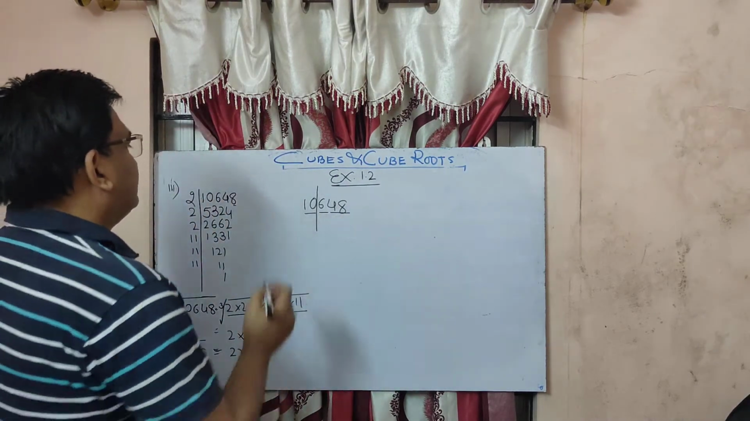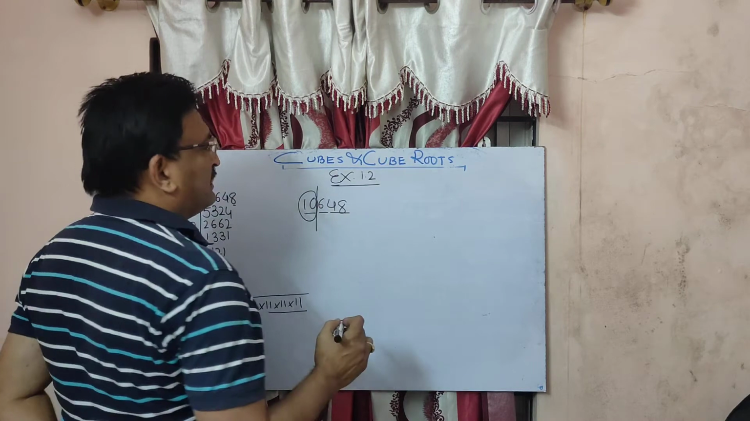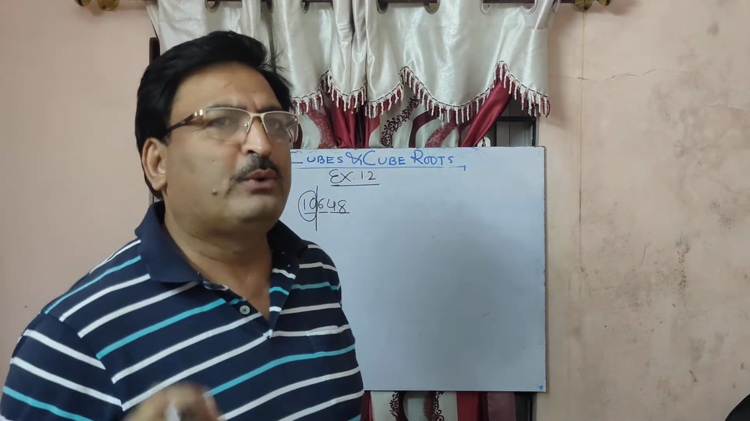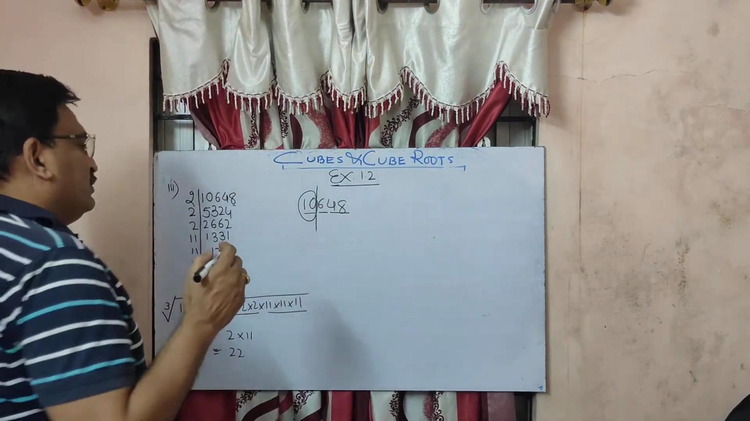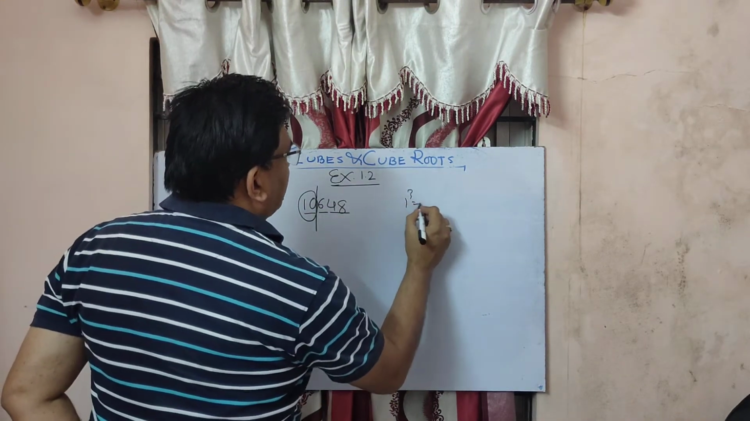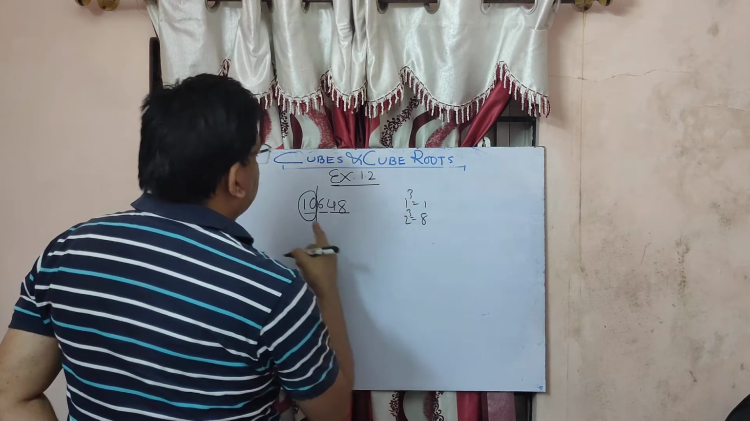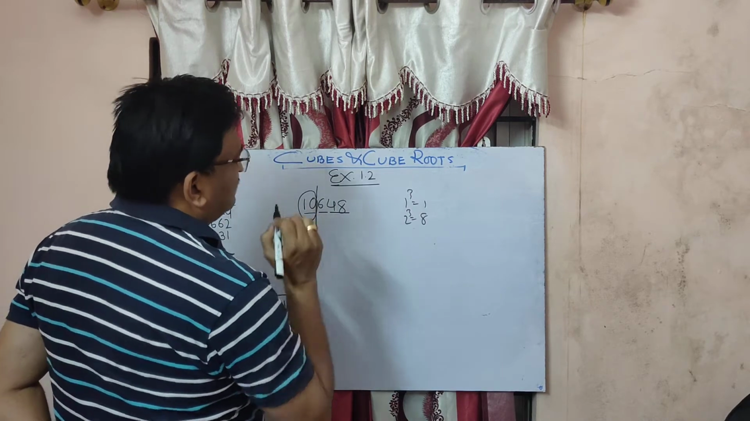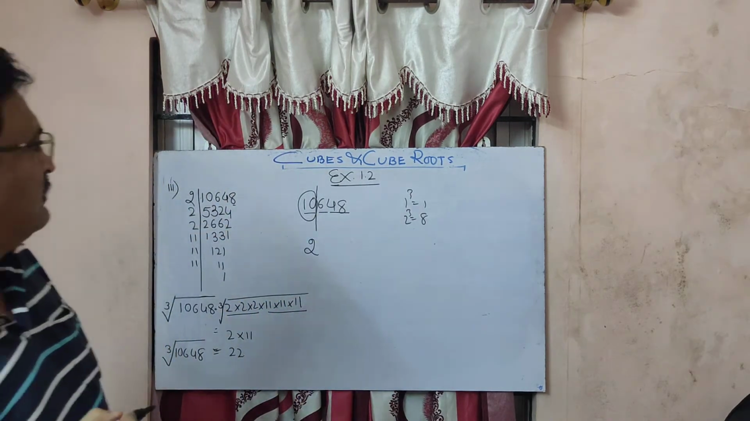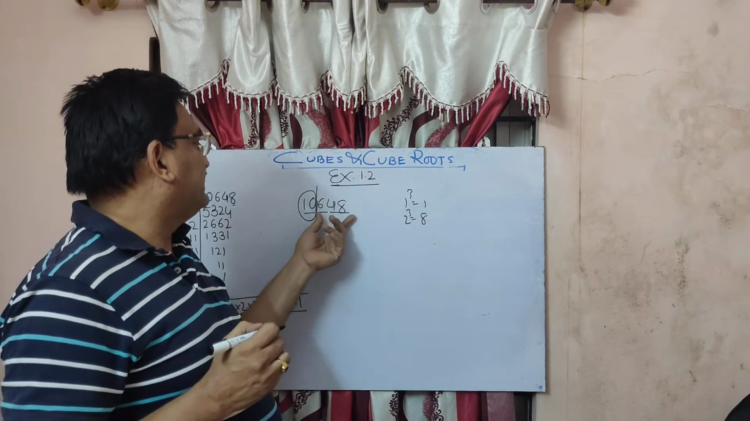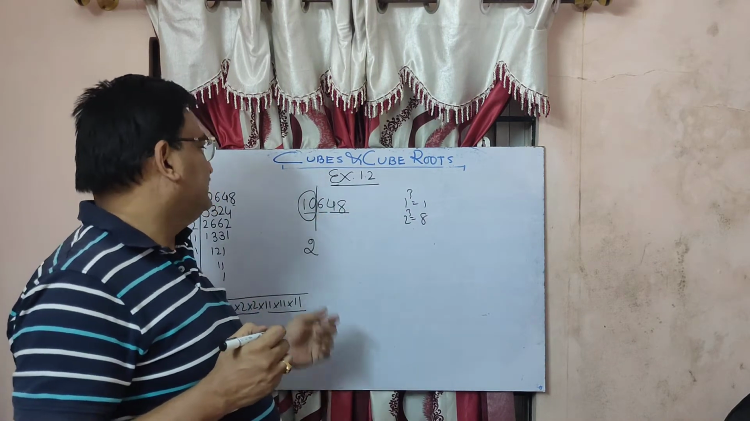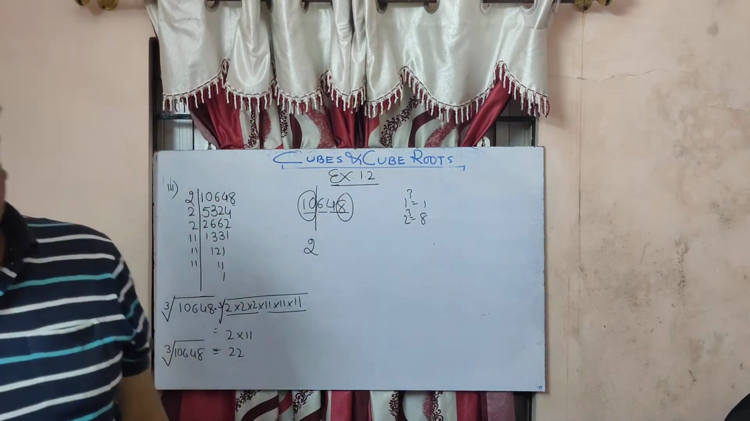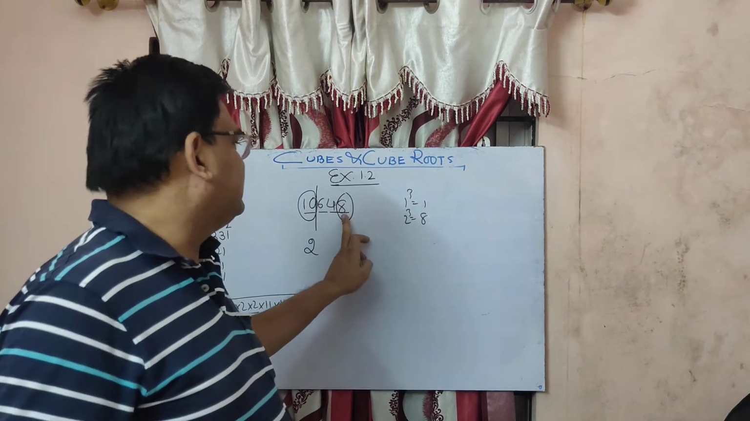So now this number 10 is nearest to which cube? As we know, 1 cube is 1, 2 cube is 8, and 3 cube is 27. So this is near to 2. Now another group is 648. In that, what is the last digit here? 8.